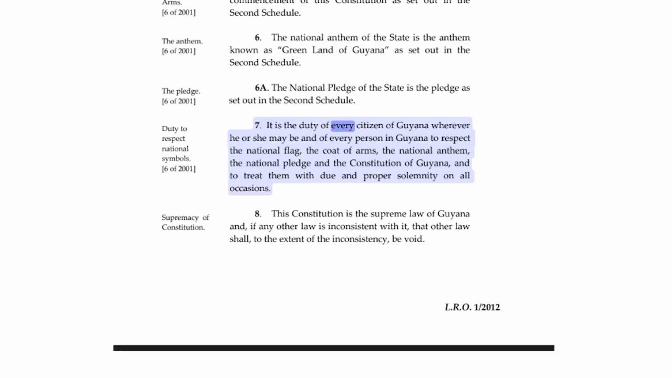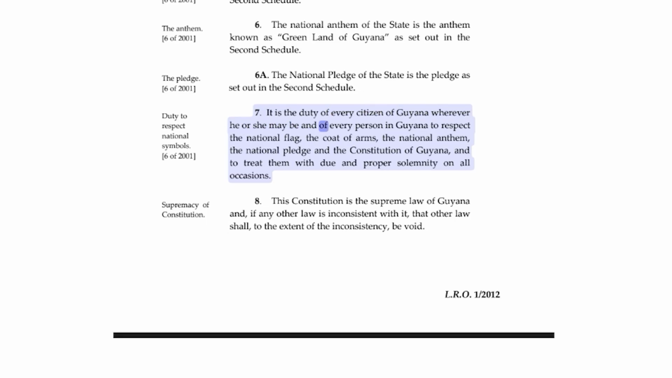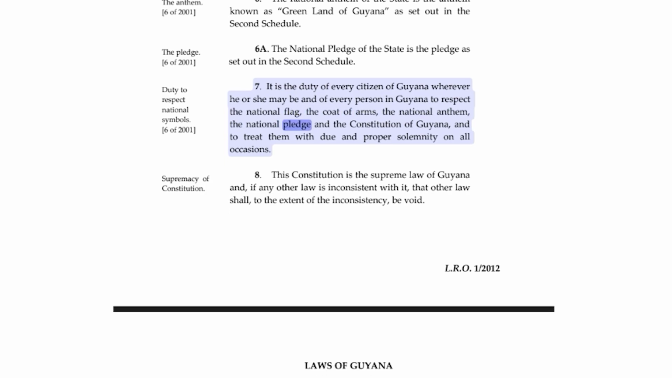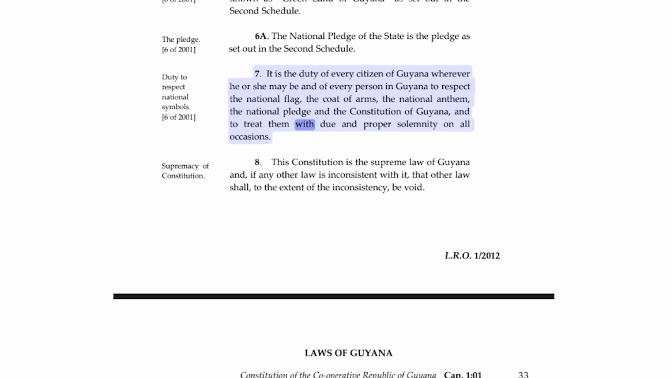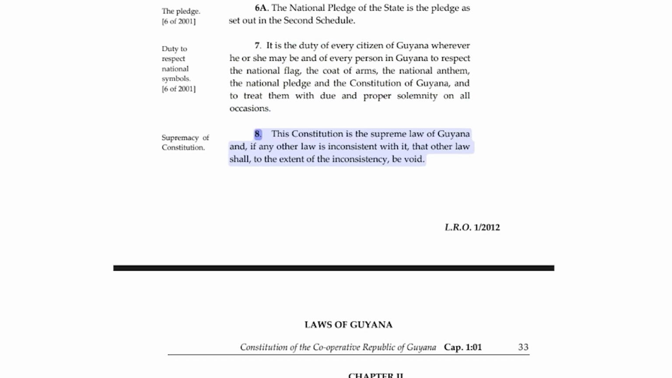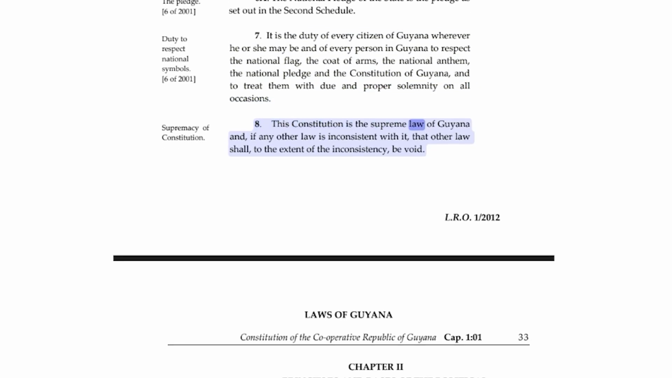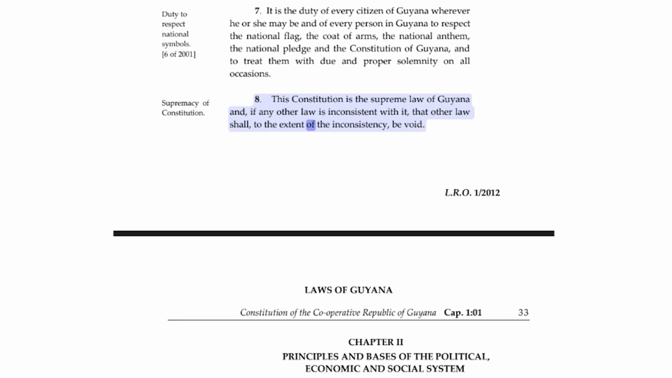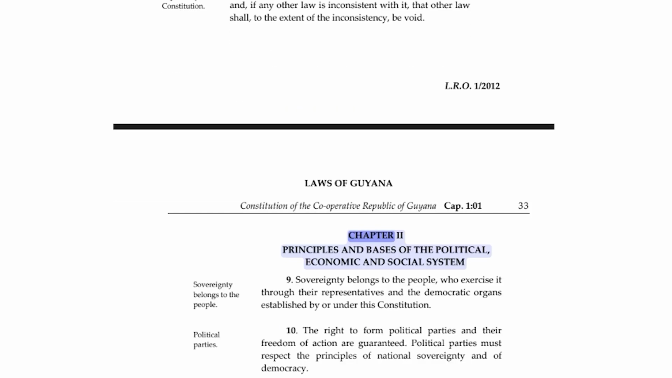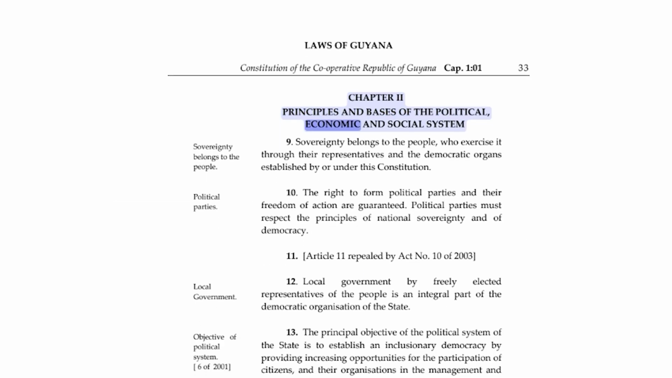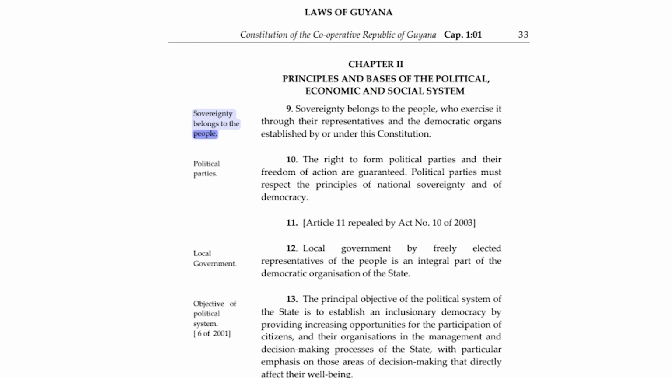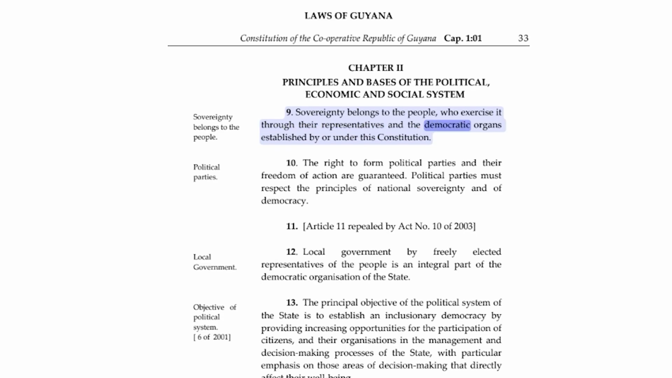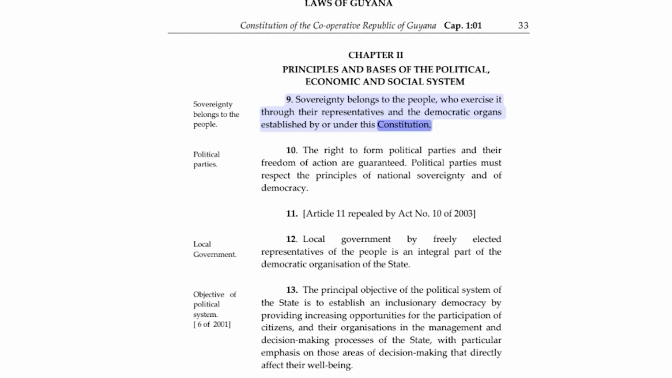7. It is the duty of every citizen of Guyana wherever he or she may be, and of every person in Guyana to respect the national flag, the coat of arms, the national anthem, the national pledge, and the Constitution of Guyana, and to treat them with due and proper solemnity on all occasions. 8. This Constitution is the supreme law of Guyana, and, if any other law is inconsistent with it, that other law shall, to the extent of the inconsistency, be void. Chapter 2: Principles and Bases of the Political, Economic, and Social System. Sovereignty belongs to the people. 9. Sovereignty belongs to the people, who exercise it through their representatives and the democratic organs established by or under this Constitution.